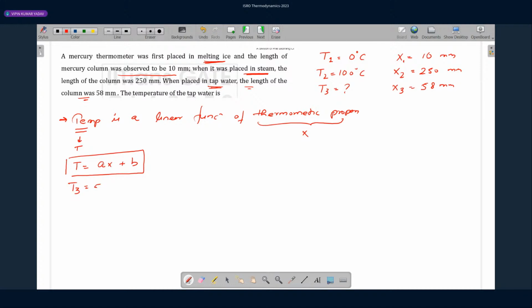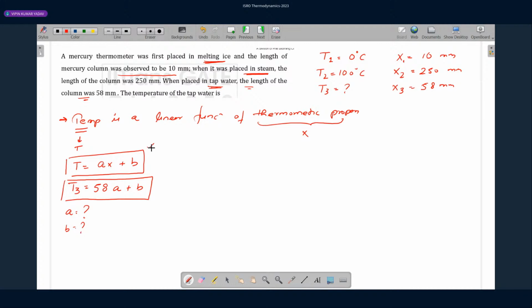I can say 58a plus b. Now, if I know a or b, then I will be able to find out T3. How do I find out a and b? How can I find out a and b?